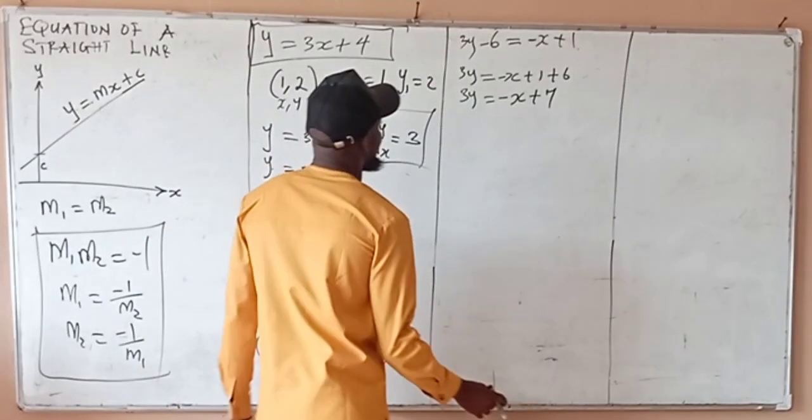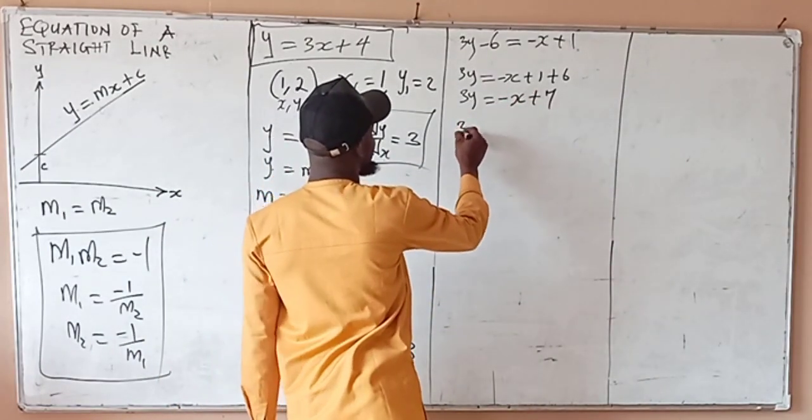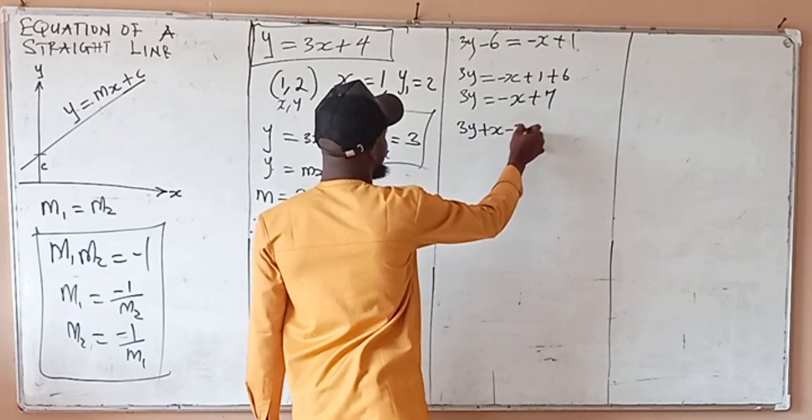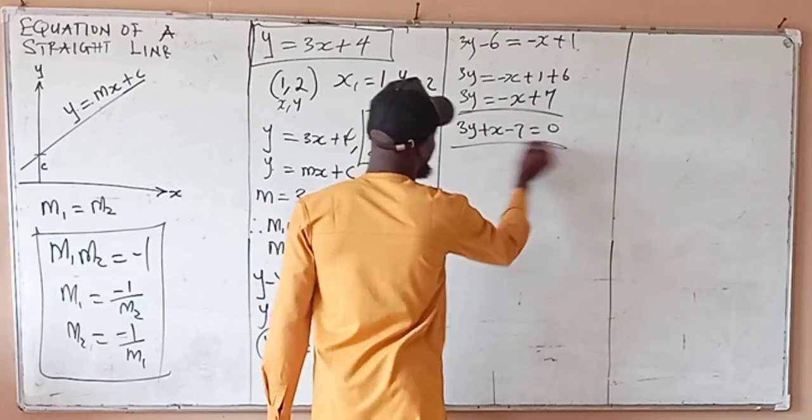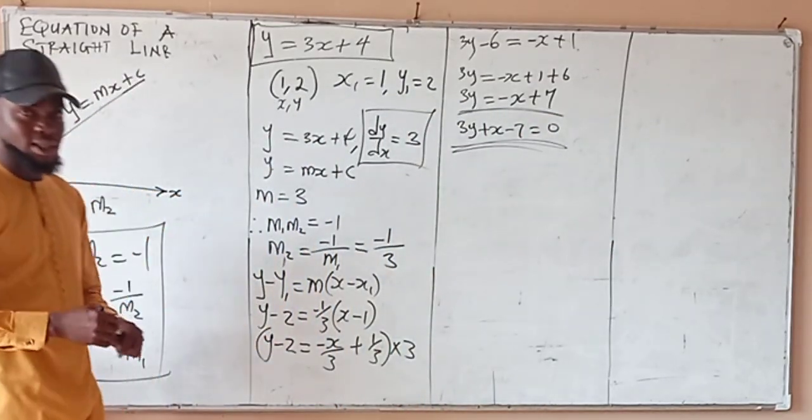Then at the end of the day, we can move it to one side. We're going to have 3y plus x minus 7 equals 0. So this will be the equation of that line.